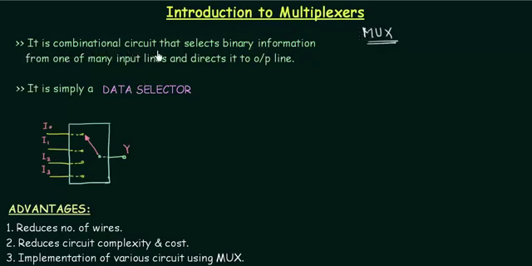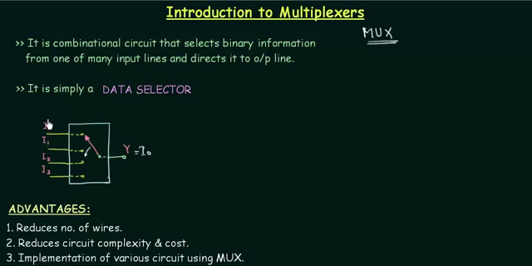So what is a multiplexer? It is a combinational circuit that selects binary information from one of many input lines and directs it to the output line. Here you can see 4 inputs and 1 output, and a dialer. It means you can select any input I0, I1, I2 or I3 by moving this dialer. At this position, the output Y is going to be I0. If I move it here, then Y is going to be I2.